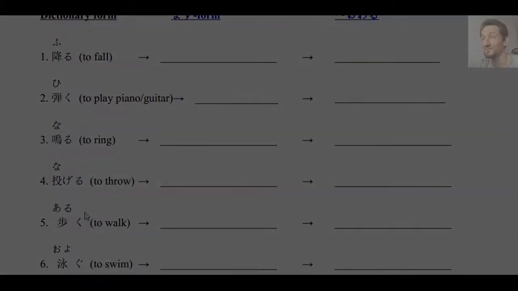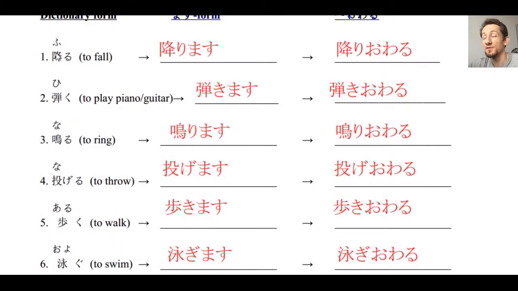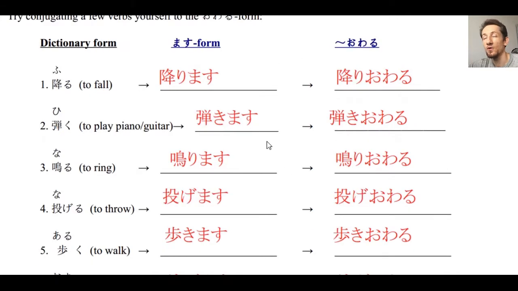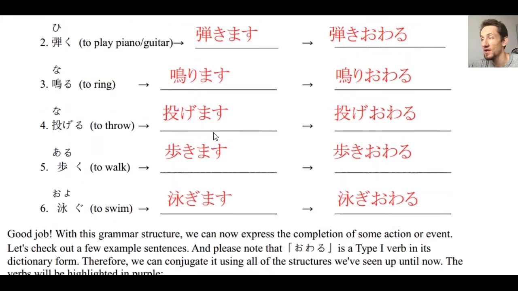And now we'll check. All right, so number 1, we have furu, we have furimasu, and furi owaru. Hiku, to play a piano, play a guitar. Hikimasu, hiki owaru. Naru, to ring. Narimasu, nari owaru. To finish ringing. Number 4, nageru, to throw. Nagemasu, nage owaru, to finish throwing. Number 5, aruku, to walk. Arukimasu, aruki owaru, to finish walking. And the last one, number 6, oyogu, to swim. Oyogimasu, oyogi owaru, to finish swimming. So very, very straightforward, very simple. Just append owaru to the mas stem of your type 1, type 2, or type 3 verb, and that's it.